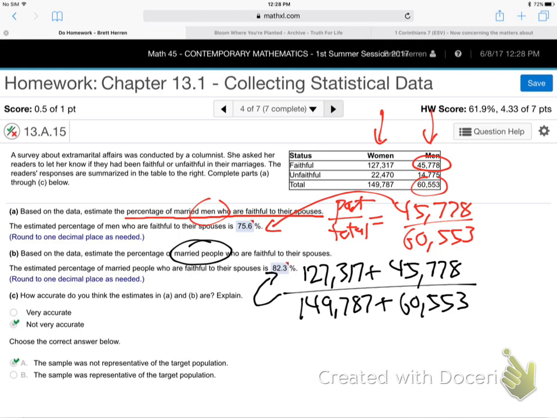Have you read that study? 75% of men are faithful. 82% of all people are faithful in their marriages. Is that true? Maybe they're not being faithful with their responses.